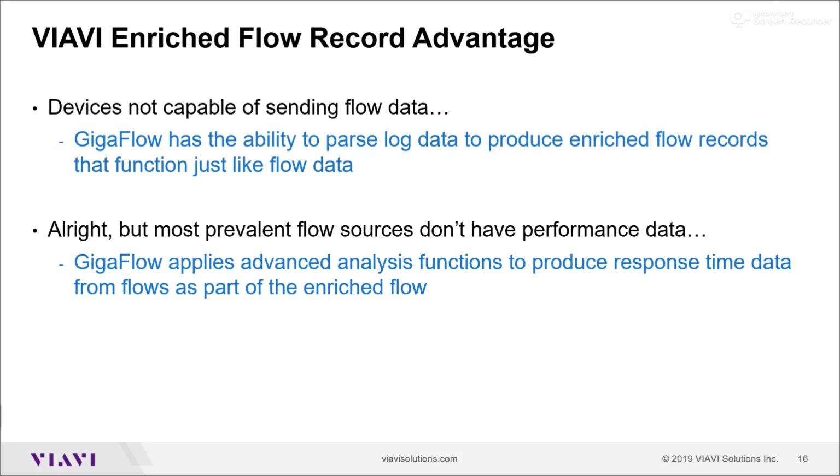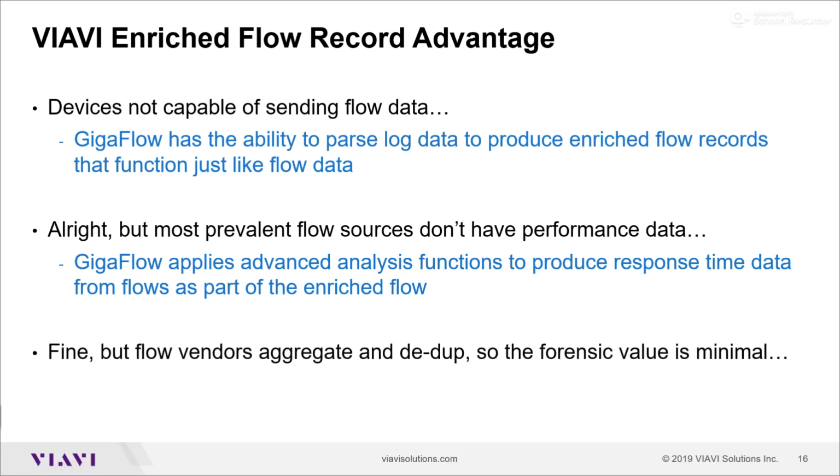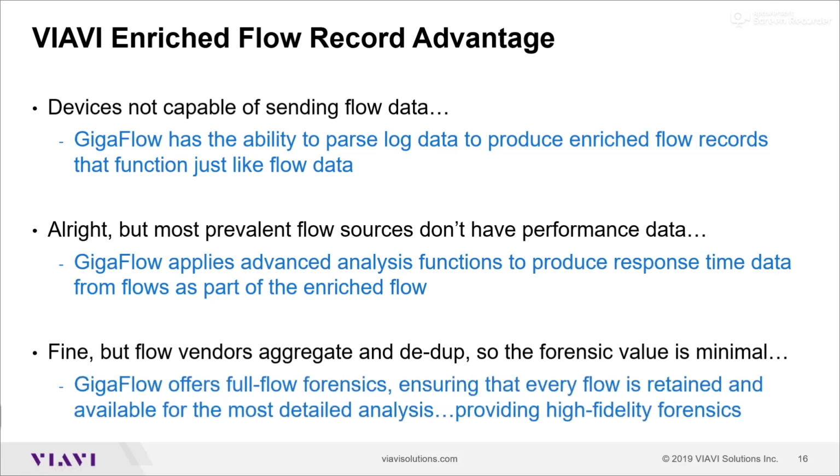Again, an advantage of these enriched flow records and what GigaFlow allows you to do is we actually have insights that analyze both directions of a bidirectional flow and apply this advanced analysis function to actually produce response time data from flows that don't normally provide response time data. And so that's all part of the enrichment process. So you can actually start to get performance data in addition to the volumetric data from devices that otherwise couldn't provide that insight.